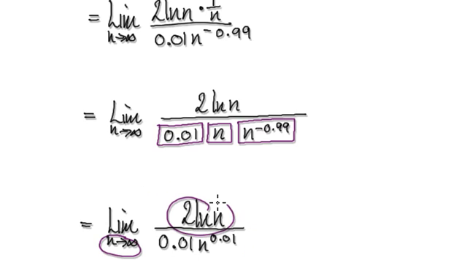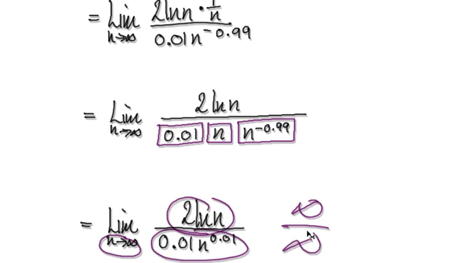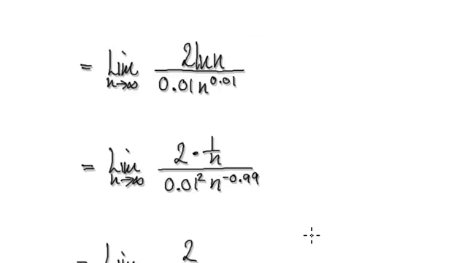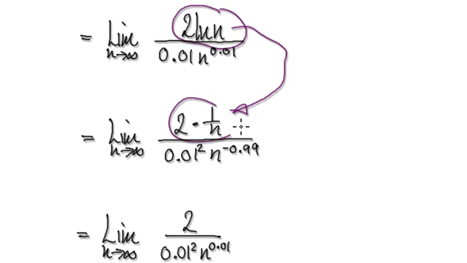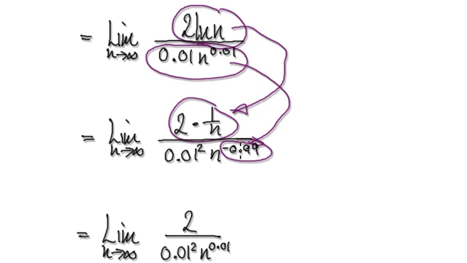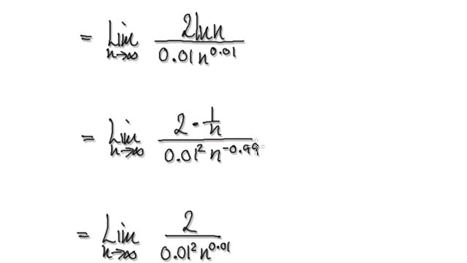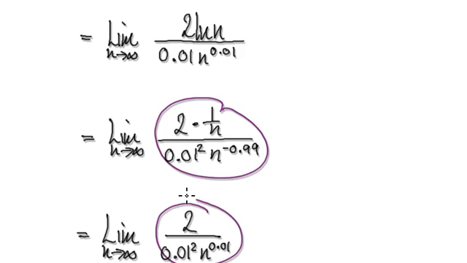As n heads towards infinity, this thing here is going to be infinity, this thing here is going to be infinity. You've got infinity over infinity, which means you can apply L'Hopital's rule. Applying L'Hopital's rule, differentiate the top, that will give you this. Differentiate the bottom again, that's going to take you back to this minus 0.99 thing again. But if you tidy it up again, this negative 0.99 thing becomes this. Anyway, tidy this up, and that will give you this.